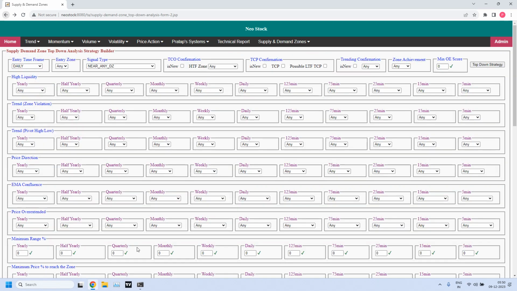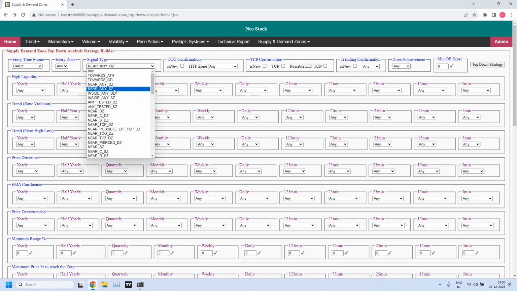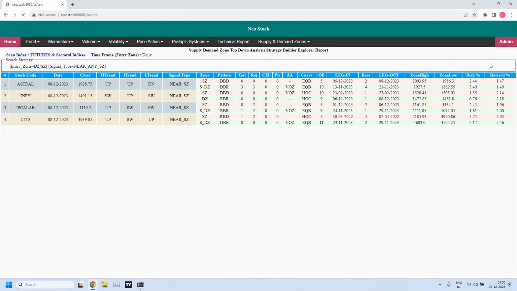So let's go back. Entry time frame is daily. Let us find the stocks which are near to the daily supply zone. So 4 stocks are filtered near to the daily supply zone. There are no high liquidity supply zones from this list.